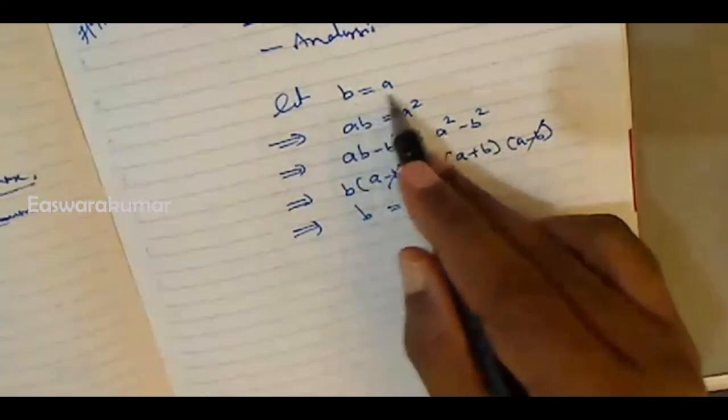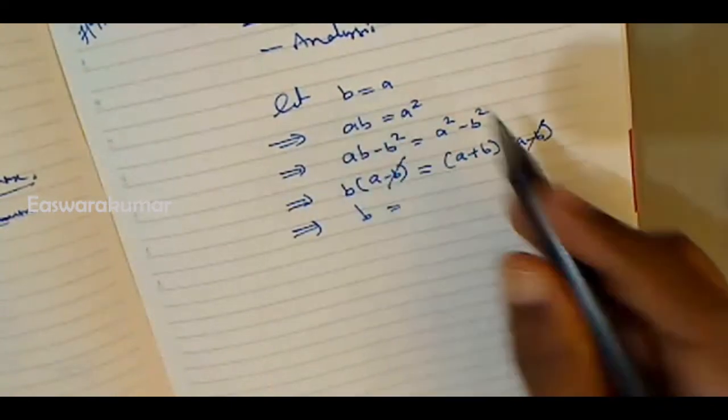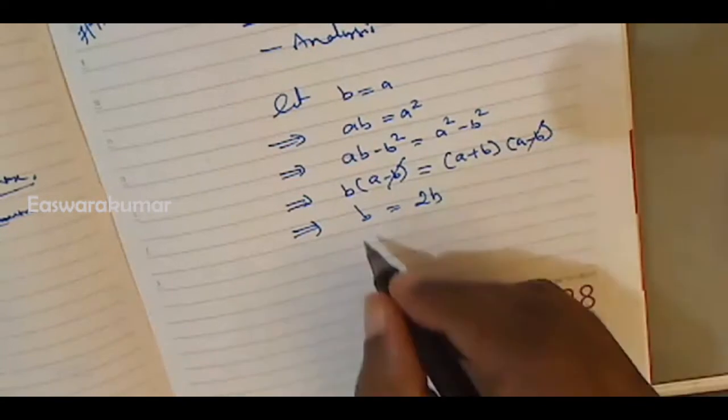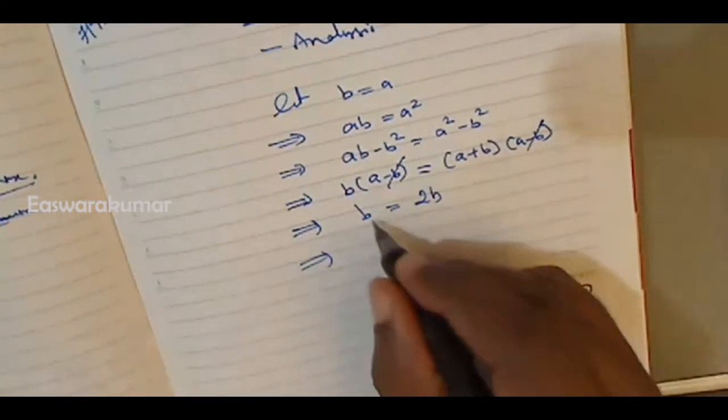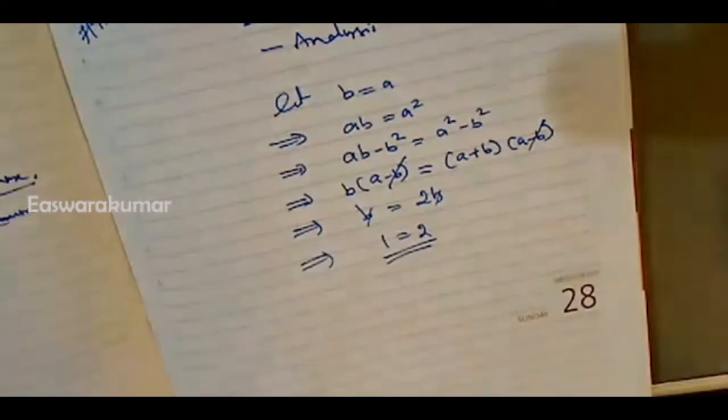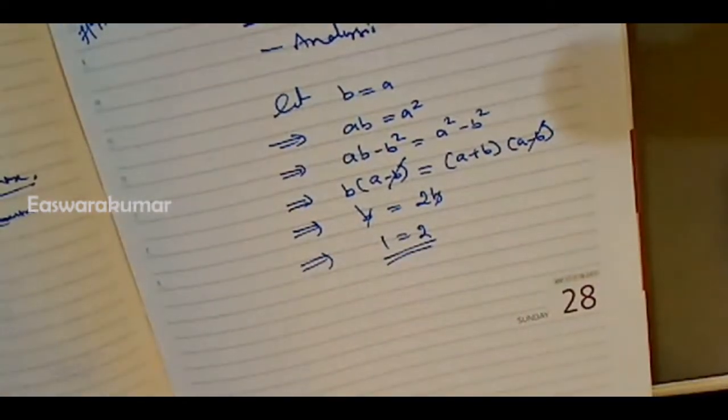Actually A is equal to B. That is our assumption. So I can replace A with B. So this becomes 2B. So now B is common. If I cancel it, what happens? This is 1 is equal to 2. So is it correct? So we proved that 1 is equal to 2, right? Is it correct? So where is the mistake?